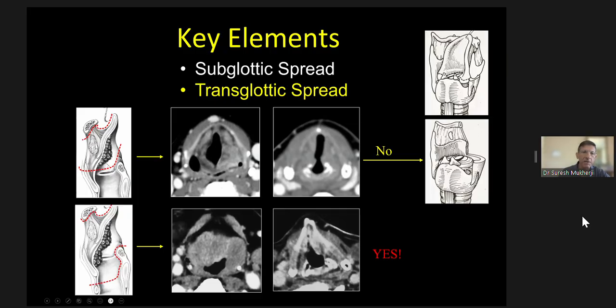So as a result, this tumor is above the laryngeal ventricle. It's not involved in the true vocal cord. And as a result, this is purely in the supraglottic larynx. So there is no evidence of transglottic spread.